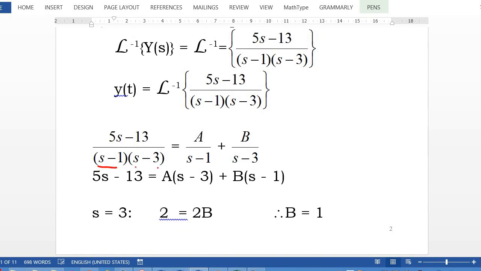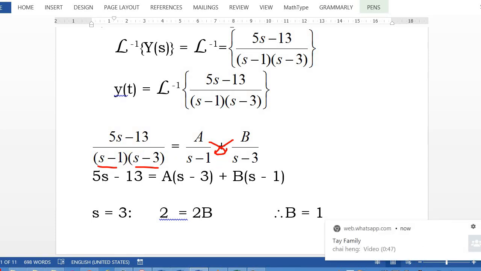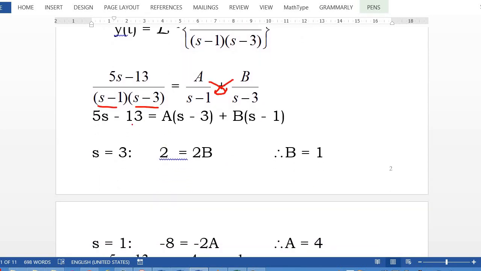Notice that the denominator has two linear terms. Hence we decompose it into two fractions: A over s minus 1 plus B over s minus 3. Then we compare the numerators after the cross multiplication, so you have A times s minus 3 plus B times s minus 1. Because the left and right sides have the same denominator, we just cancel it and compare the numerators. So 5s minus 13 equals A times the whole group s minus 3 plus B times the whole group s minus 1.